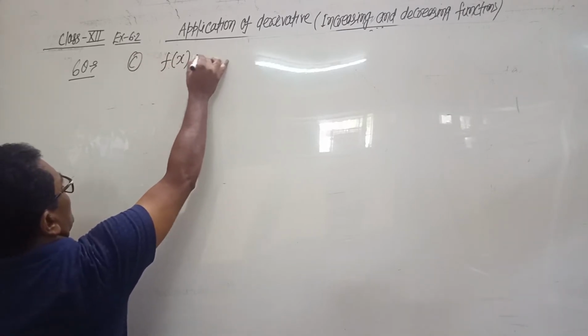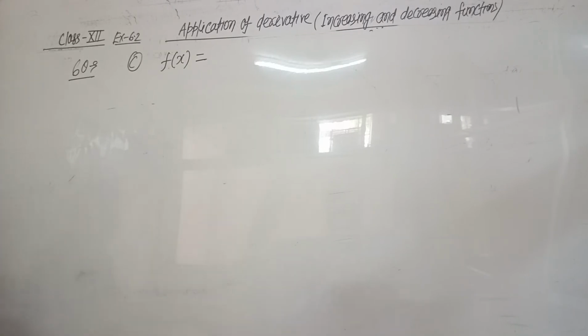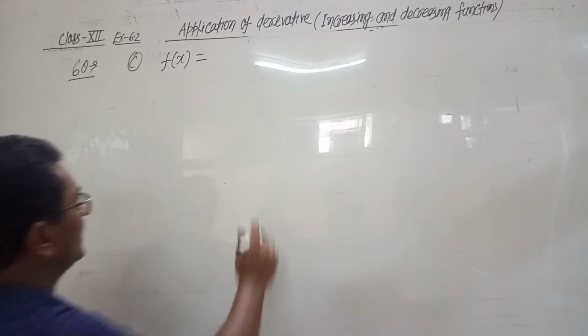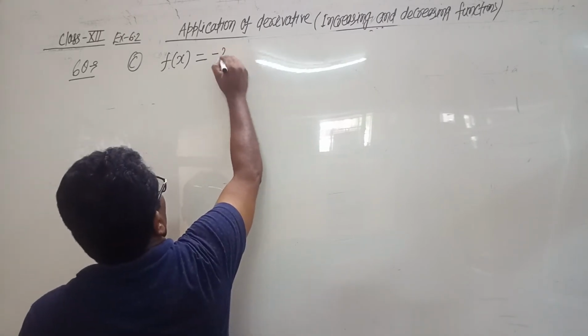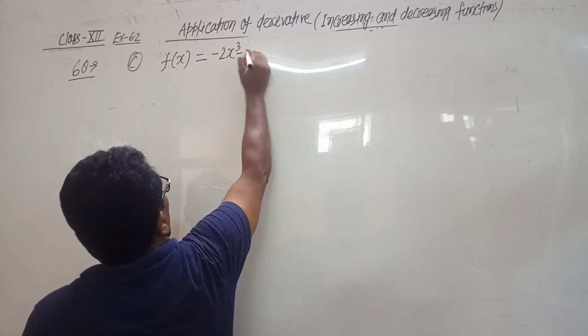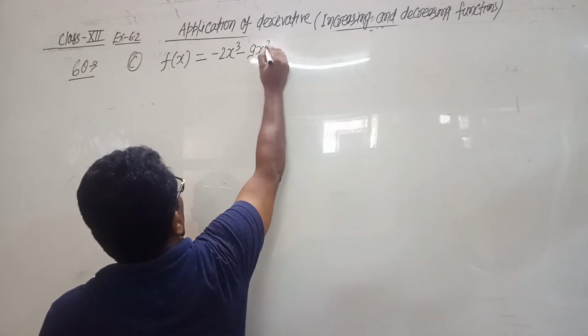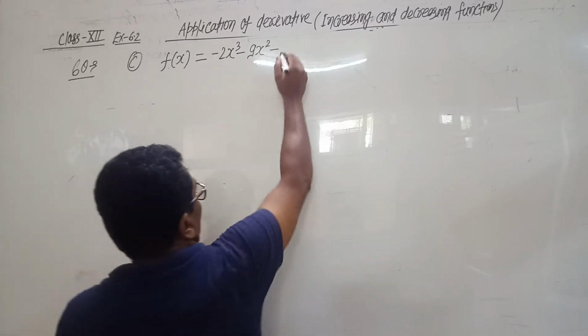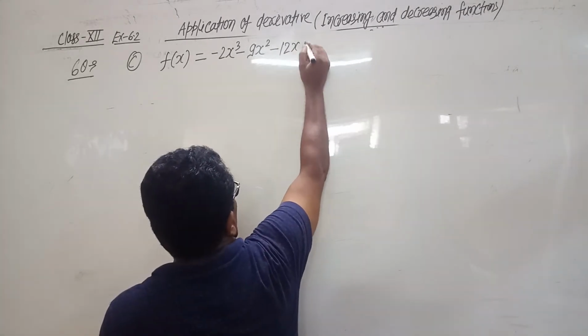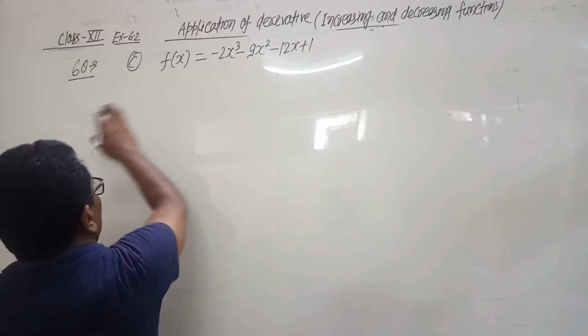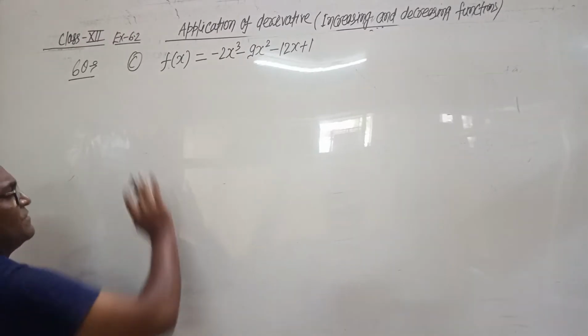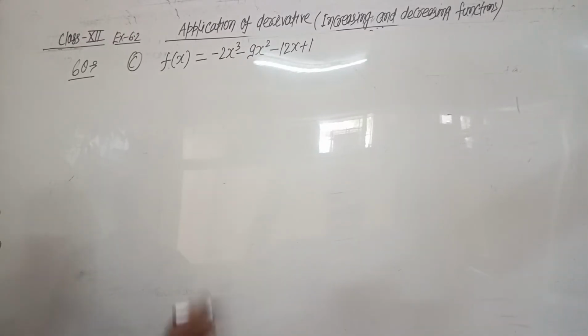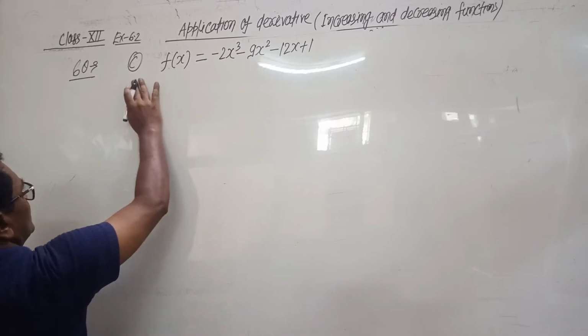f x is equal to, the function is given, minus 2x cube minus 9x square minus 12x plus 1. We have to find first f dash x. It means we have to differentiate.